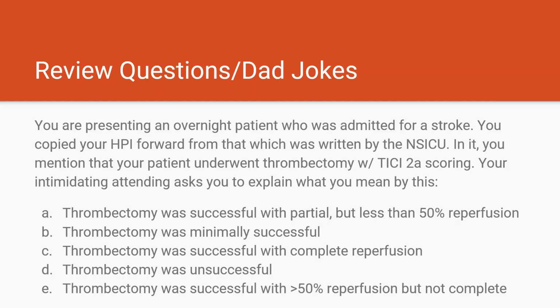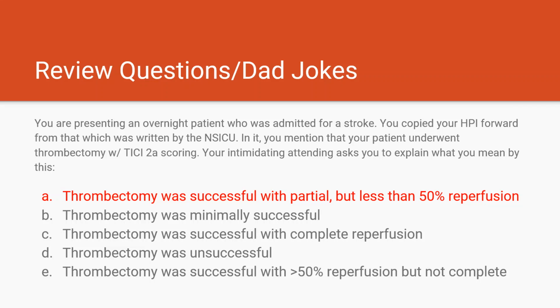So did you mean A, that the thrombectomy was successful with partial but less than 50% reperfusion? B, that the thrombectomy is minimally successful? C, that the thrombectomy is successful with complete reperfusion? D, that the thrombectomy was unsuccessful? Or E, that it was successful with greater than 50% but not complete reperfusion? And the answer here is A, successful with partial but less than 50% reperfusion.